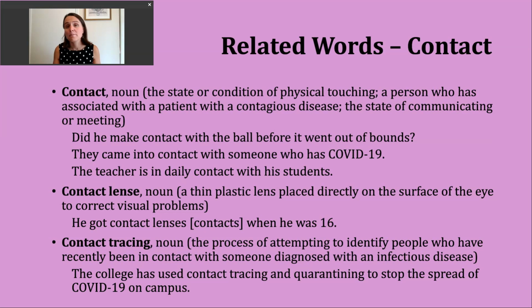Another related word that you might hear often is contact lens. This is a noun, and it's a thin plastic lens that touches, there's our connection to the verb, touches the surface of the eye. And they're used to help correct visual problems. So someone who's maybe unable to see close or unable to see far. Contact lenses are another option instead of glasses. An example sentence here, he got contact lenses when he was 16. It's one way you might hear it.